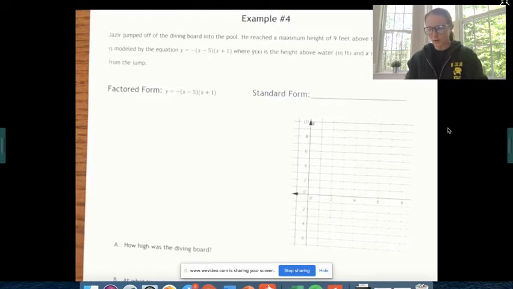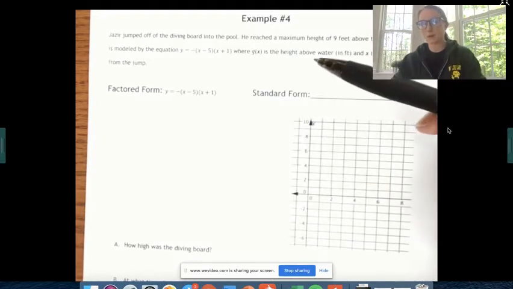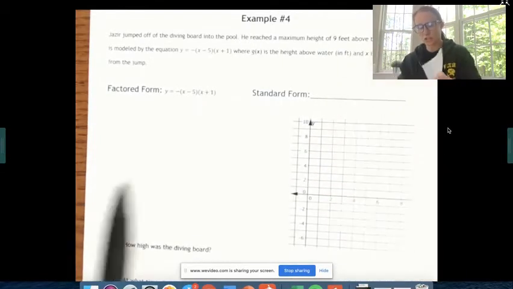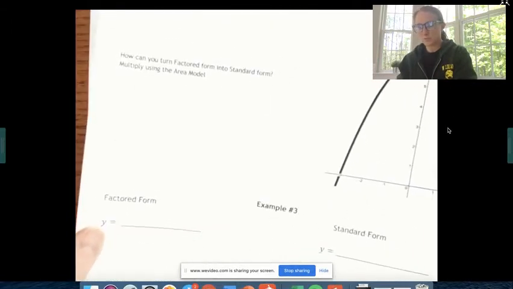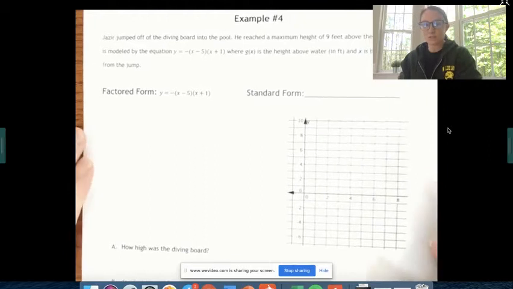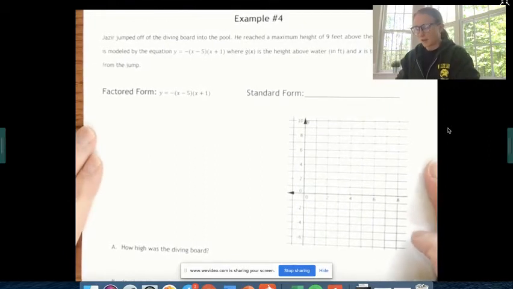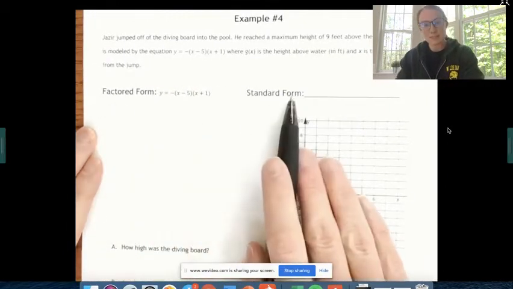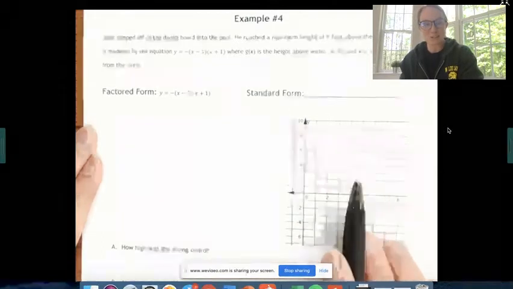Alrighty, Algebra 1. We are going to go over now examples 4 and 5 in your note sheet. We skipped example 2 and 3, but I'll do those in an optional video at the end. So let's read through this real world example. Again, we're learning about factored form, standard form, and how they're connected to the graphs.